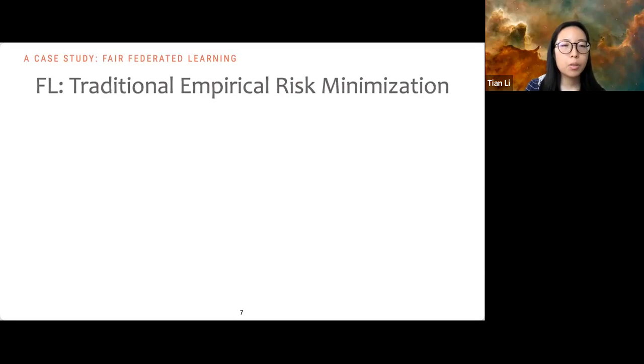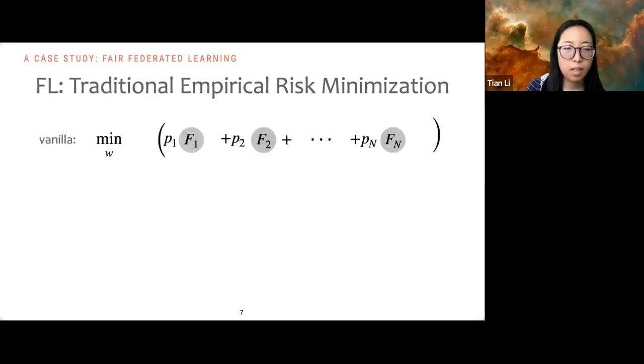So today I want to focus on the issues of heterogeneity on fairness in federated networks. So starting from that, let's look at the canonical formulation for federated optimization. This is the classic empirical risk minimization objective.